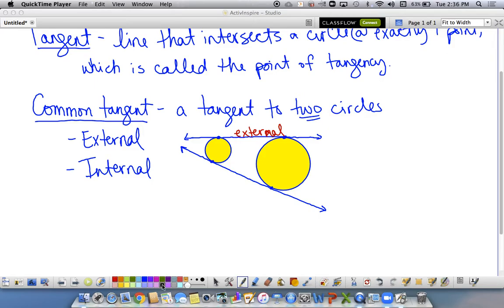What would an internal tangent look like? It would be one that would go between the circles. Okay, so this is an example of an internal tangent. It would go between them and hit kind of on the inside of each piece of the circle.